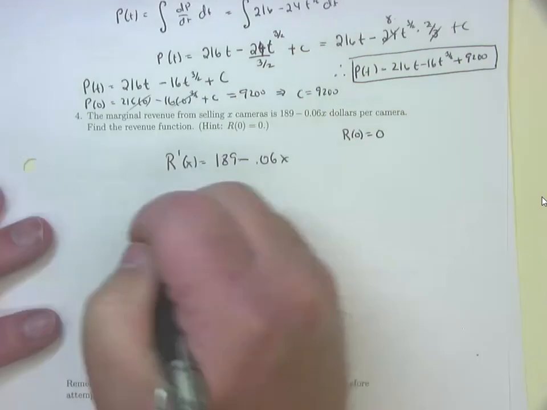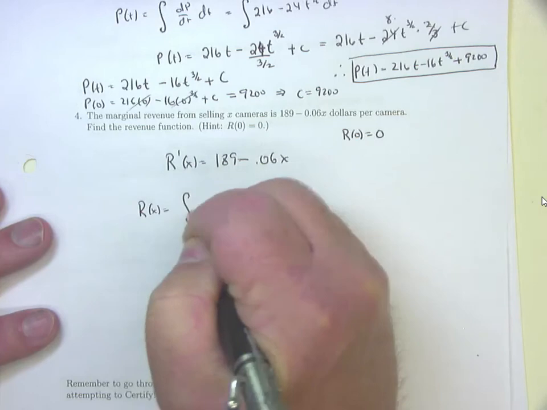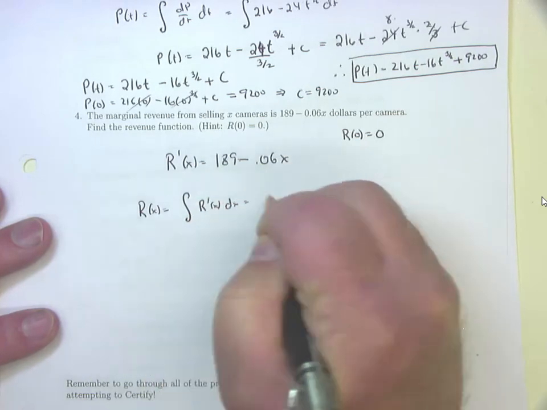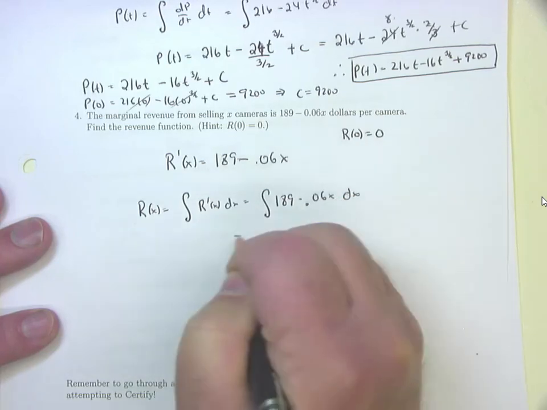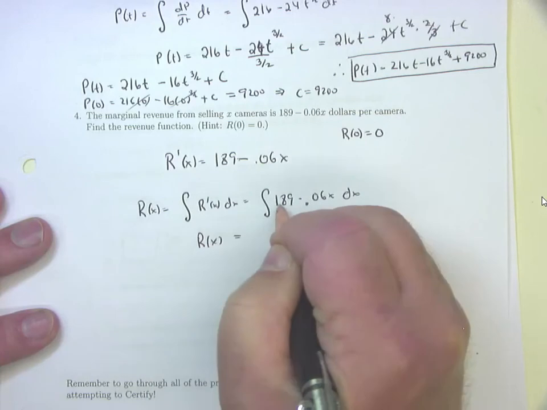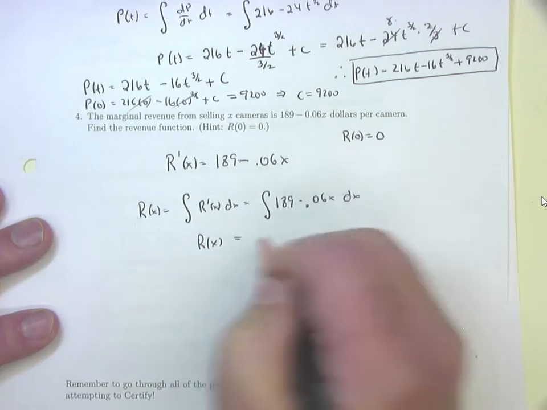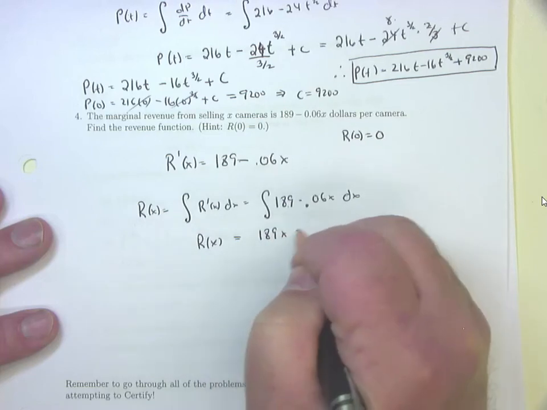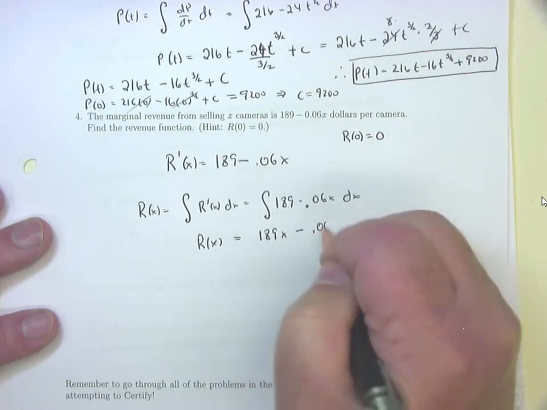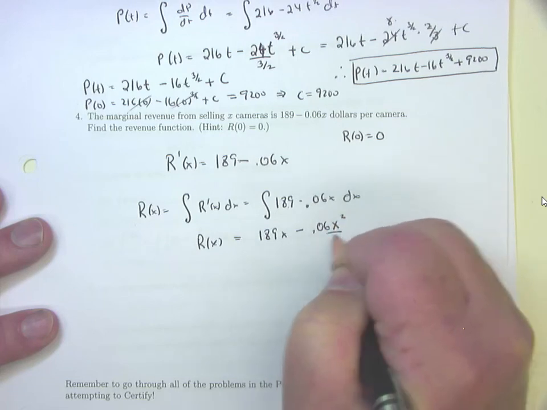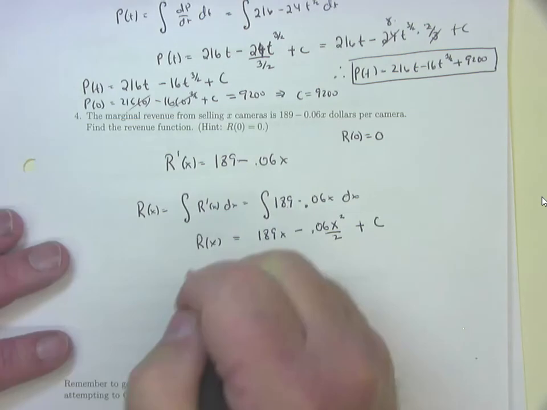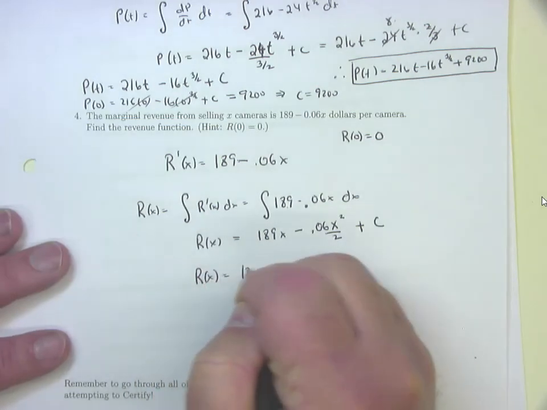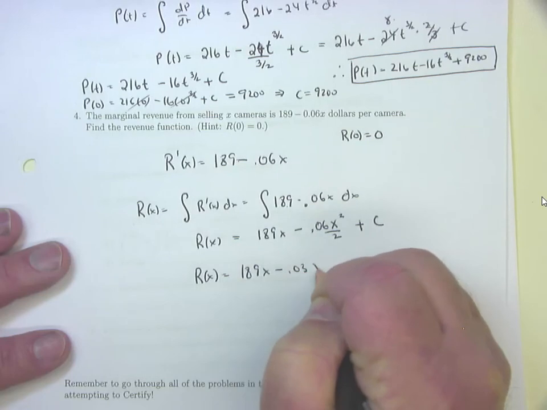So to get the revenue, you're going to have to integrate the marginal revenue function with respect to x. This will be the integral of 189 minus 0.06x dx. So my revenue equation is going to be the integral of 189 with respect to x, a constant times dx, is 189 times x, minus the integral of 0.06x, which is 0.06x, add 1, squared over 2, and one big plus c there. And just cleaning it up, what is 0.06 divided by 2? 0.03. So your revenue equation is going to be 189x minus 0.03x squared plus c.